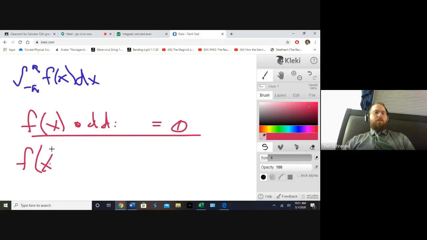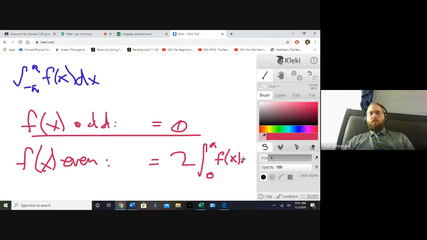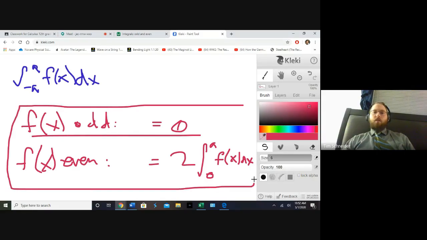If f of x is even, then what you get is 2 times the integral from 0 to a of f of x dx. Because they're the same on both sides, so you just count the one side. This will be easier to count because you're subtracting 0. Just do the one side and then multiply by 2. And that's what you get. So this is super helpful. I recommend writing that down.